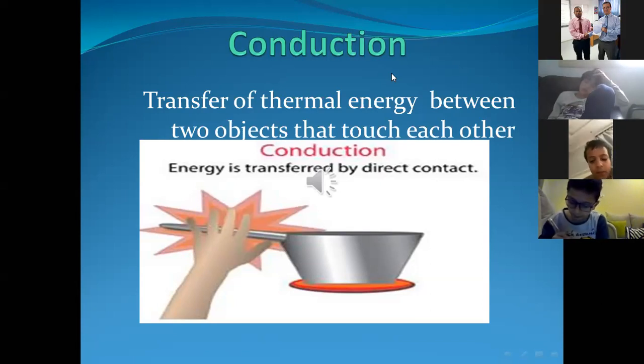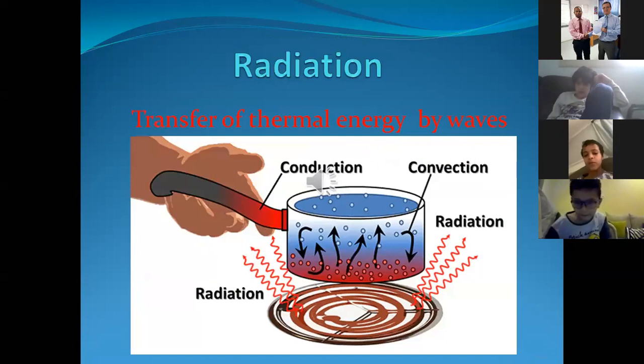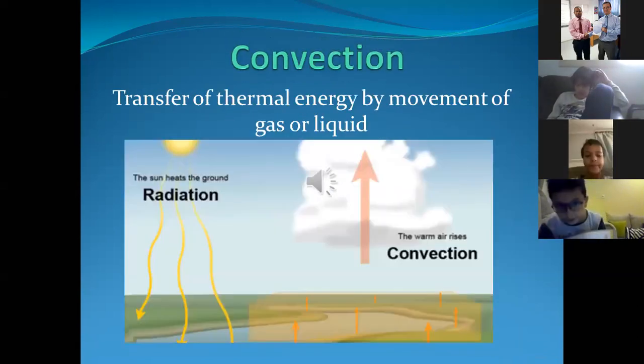Thermal energy can travel from place to place in one of three ways. How many ways can thermal energy travel? Three ways: conduction, convection, and radiation. Again, how many ways? Conduction, convection, finally radiation.